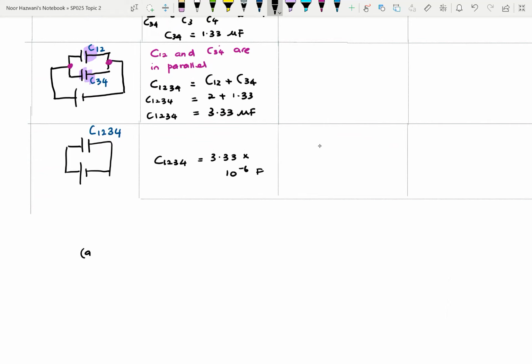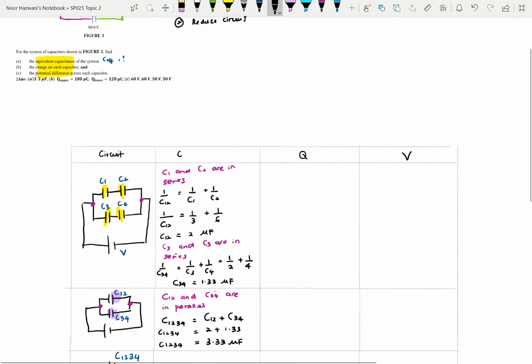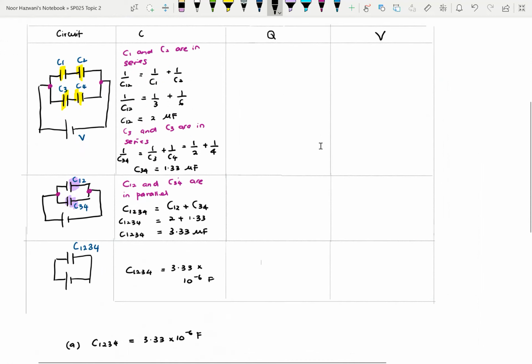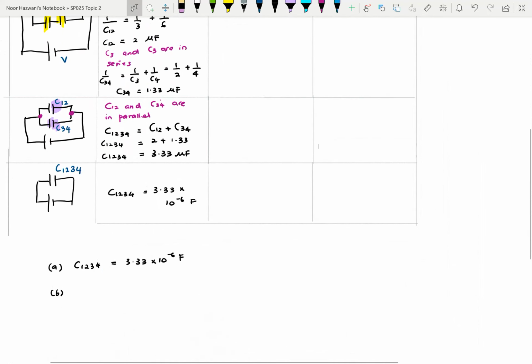Okay, so salin balik part A. So C1, 2, 3, 4 is equals to 3.33 times 10 power of negative 6 farad. Kenapa kena salin balik cikgu banyak sangat? Kita nak menolong orang yang menanda paper kita tu nampak jelas kita punya jawapan. Okay? Okay, so part B, it asking for calculate the charge on each capacitor. So means it's asking for Q1, Q2, Q3 and Q4.